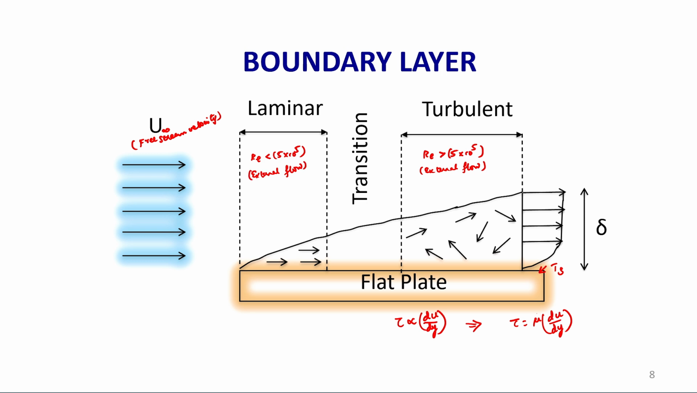And the region which separates the laminar and the turbulent is the transition region, where the Reynolds number is equal to 5 into 10 power 5. Here, the flow is smooth and orderly in the case of laminar flow, and in the case of turbulent flow it is not smooth, it is a highly disordered motion.